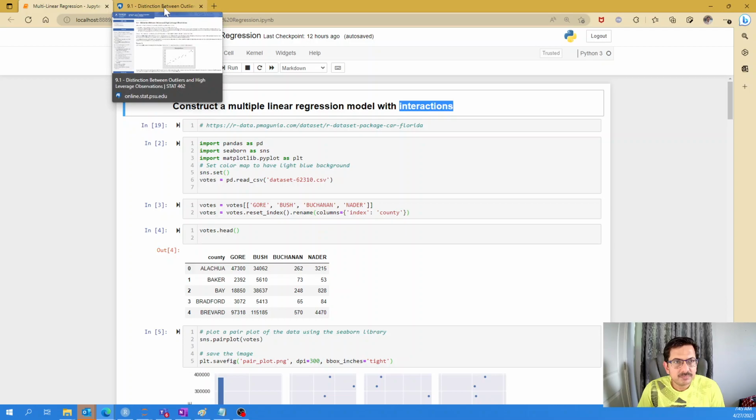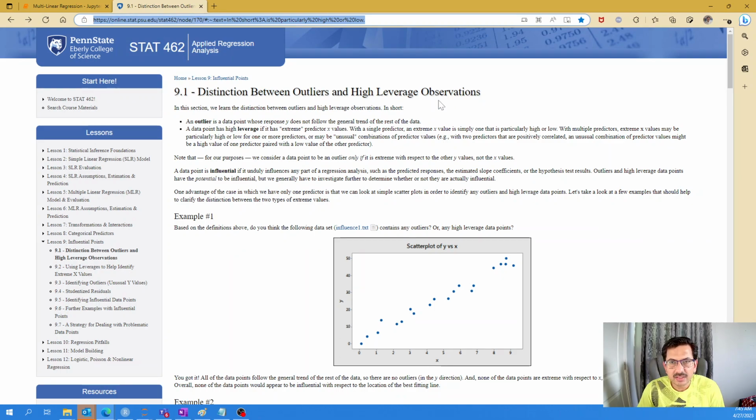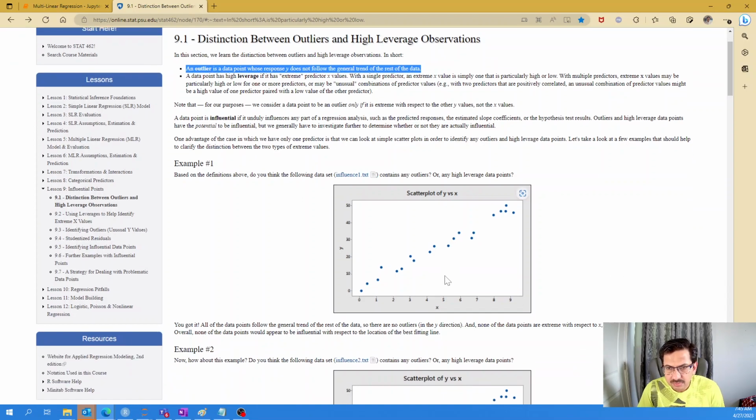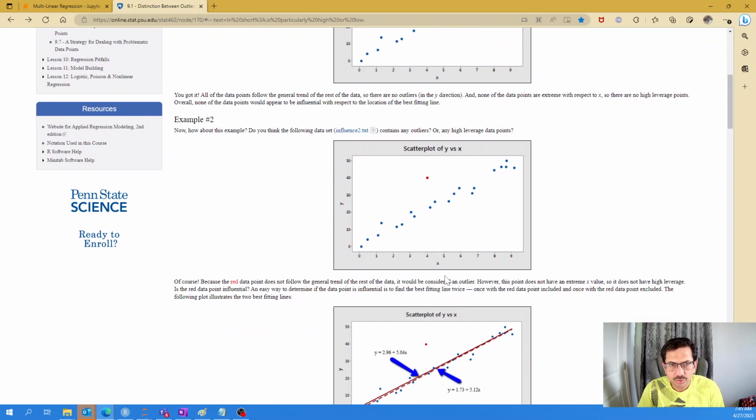A couple of things. If you are not familiar with the difference between an outlier and leverage, there is a nice article on the Penn State Eberly College of Science site, an excellent article for understanding. But at a high level, an outlier is a data point whose response Y does not follow the general trend of the rest of the data. On the other hand, a data point has high leverage if it has extreme predictor X values. You can go through this, but at a high level I can show you from this picture.